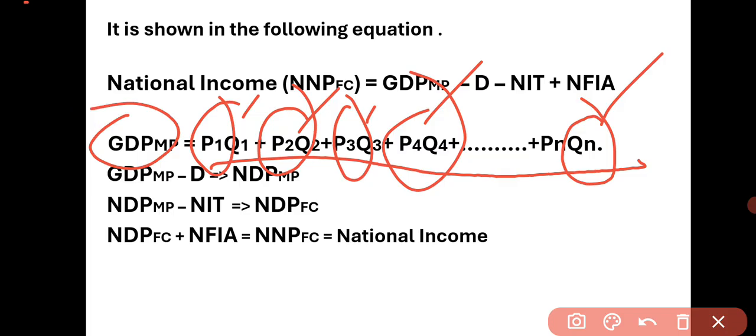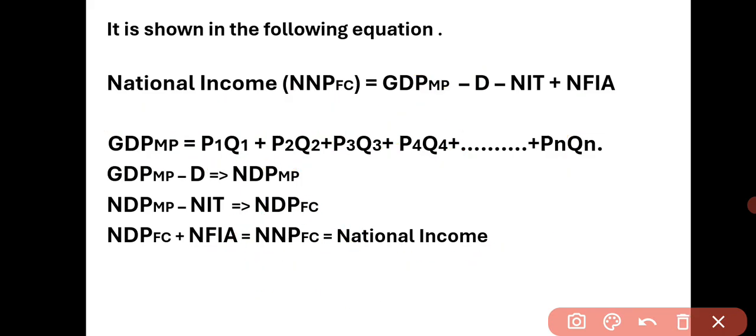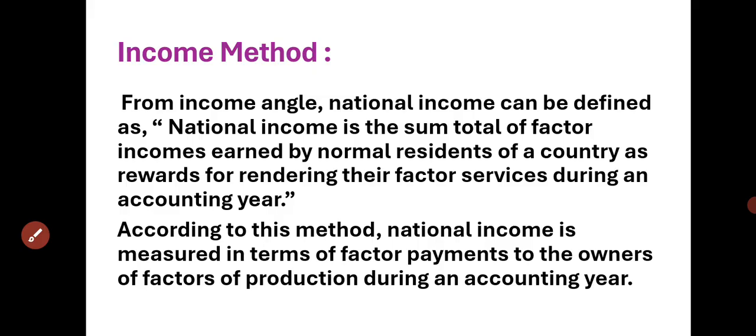After that deduct D, you will get NDPMP, then deduct NIT, you will get NDPFC, then add NFIA to NDPFC, you will get NNPFC, that is national income. This is the product method, how we can calculate national income in the product method. Then we will go to the income method. You see, the income method. What is the income method?